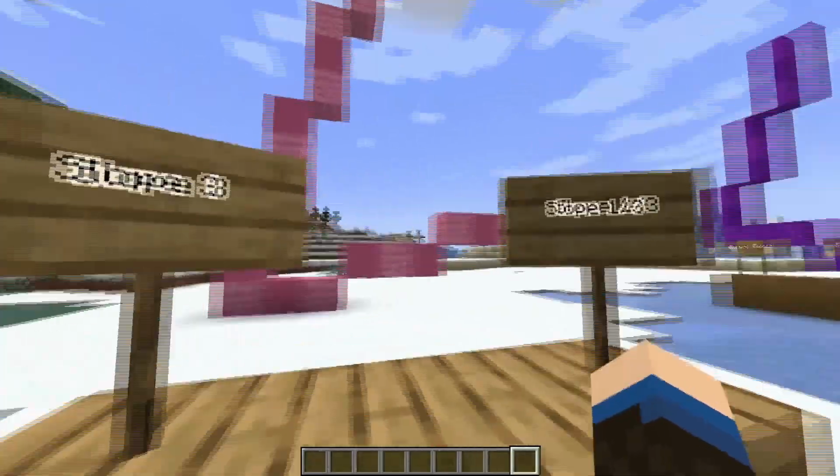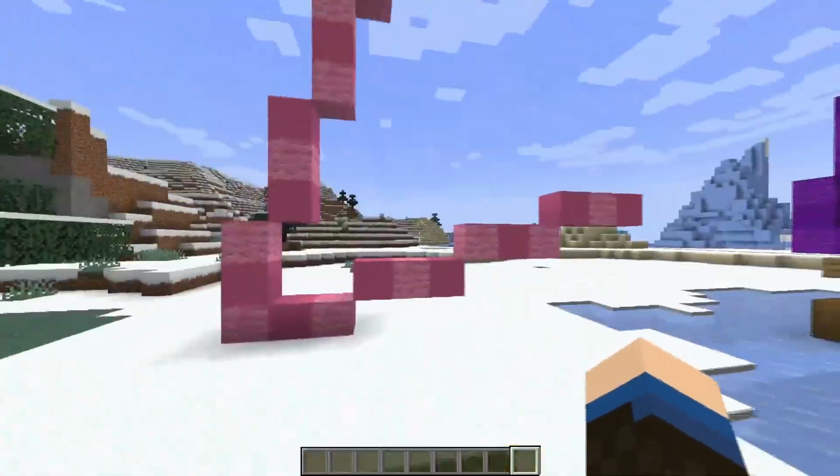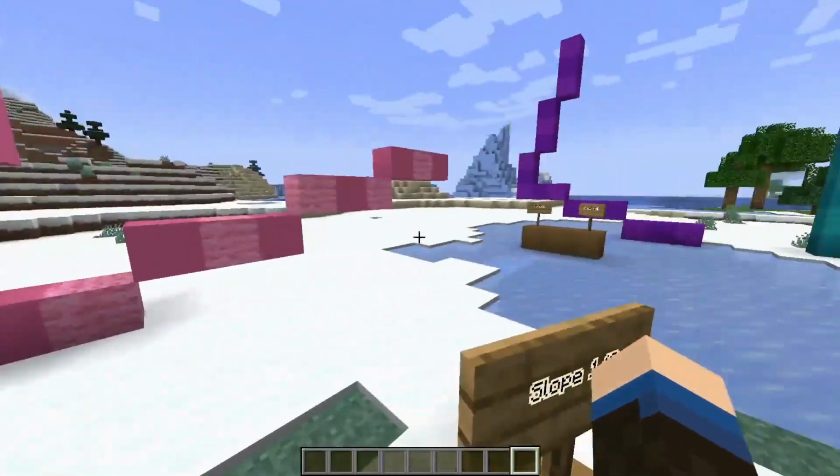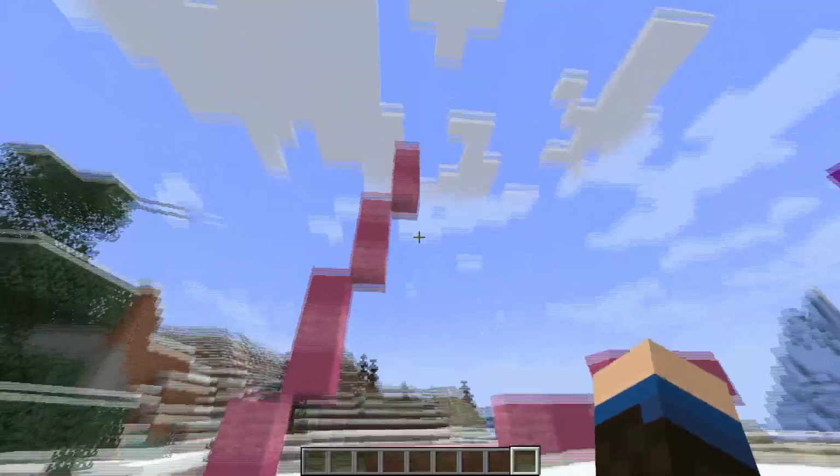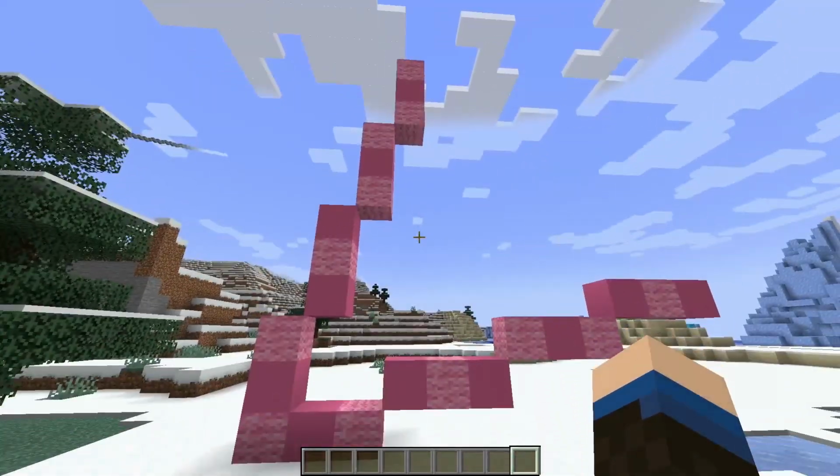Well, there's kind of a pattern here. One's the opposite of the other. And hopefully that should make sense. This one goes 12 across and 4 up. Whereas this one goes 4 across and 12 up. So the slope's always going to be the opposite.